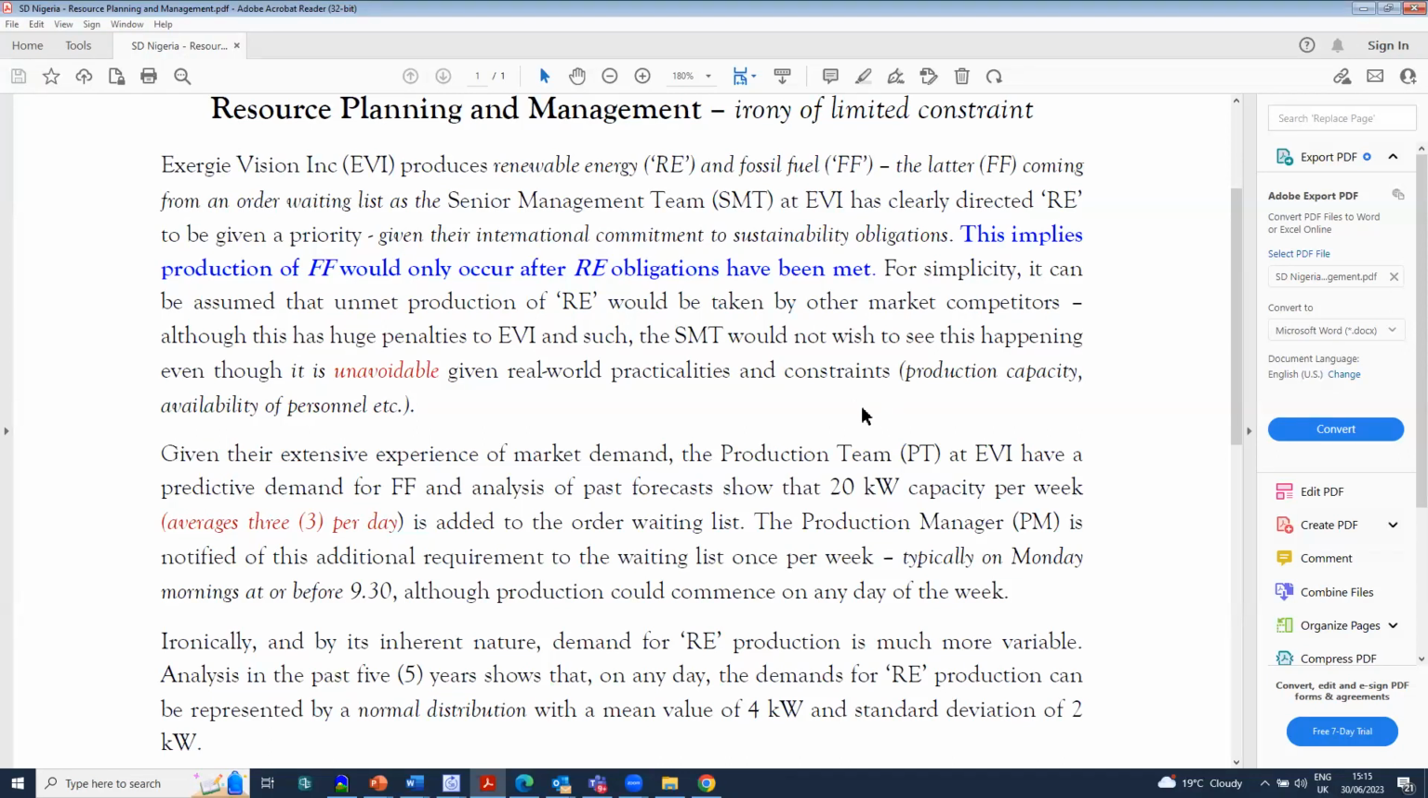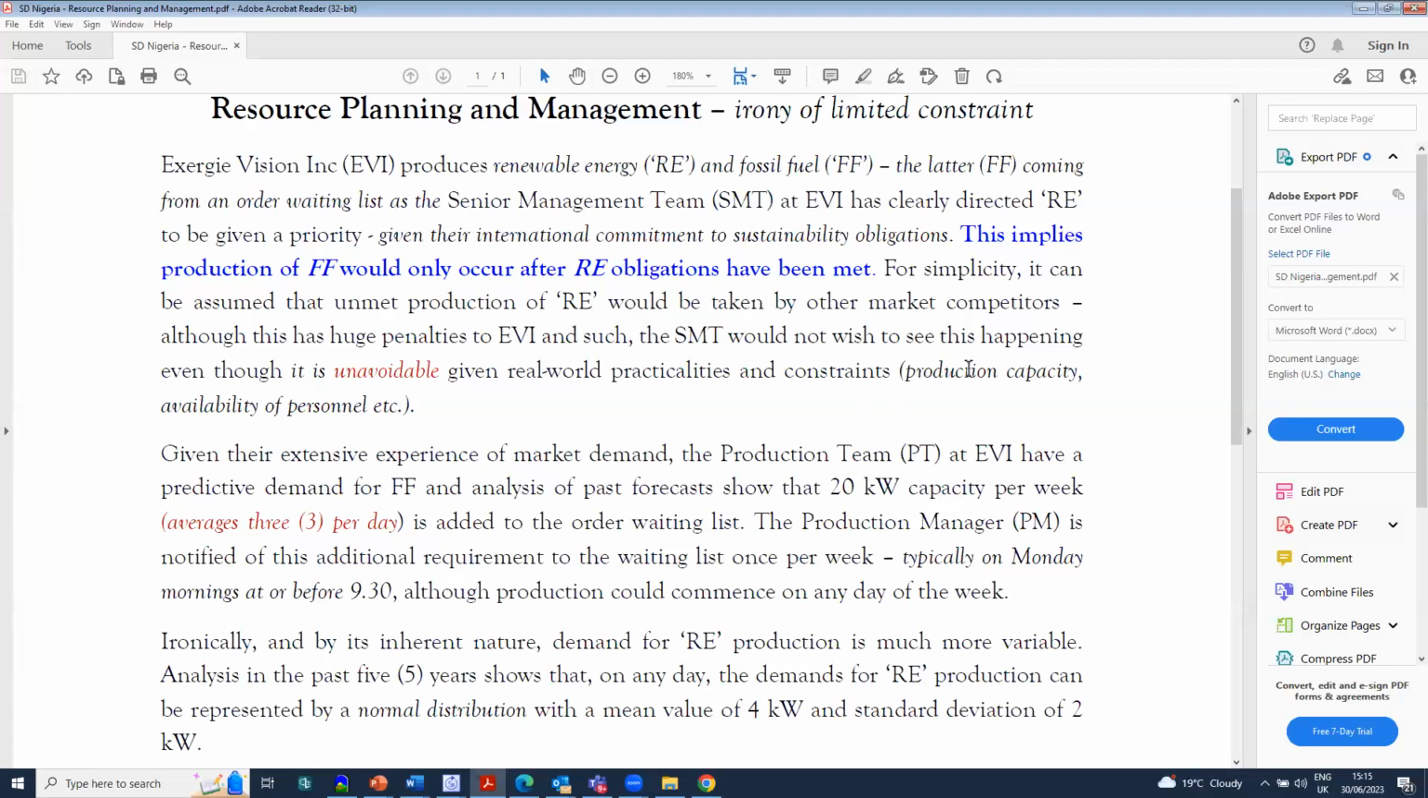So if we don't do the renewable energy, other operators will take it. In some instances, you pay a penalty for not being able to meet that obligation. We do not know what indirect subsidy has been given to the management team, but Exergy Vision senior management team has agreed that we will take over the renewable energy. We'll give them priority every time they come through our door.